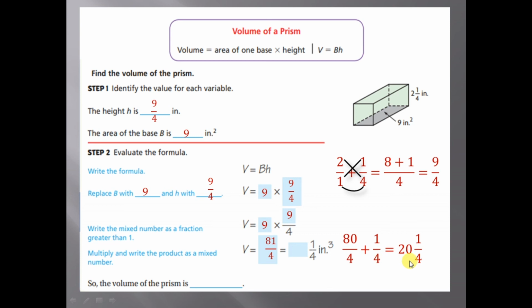So this is a mixed number again. It will be 20 plus 1 over 4 cubic inches. The unit for the volume is also cubic, the unit with the exponent 3. So the final answer and the final value of the volume will be 20 1/4 cubic inches. Hope that you understood.